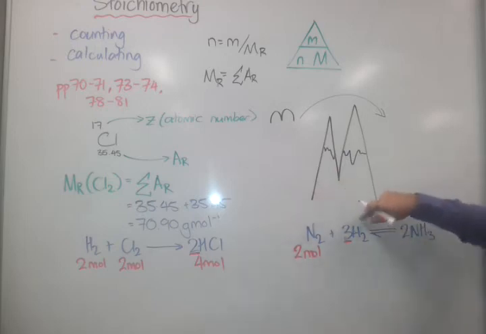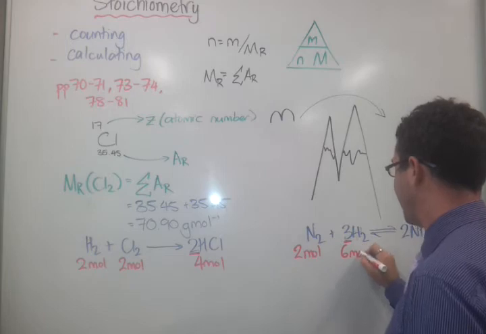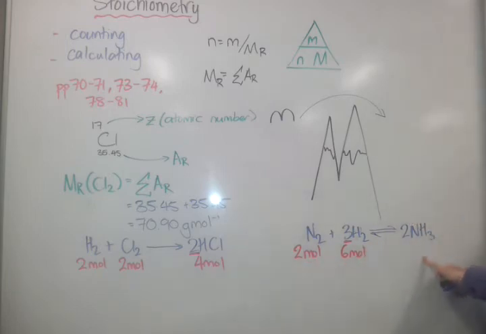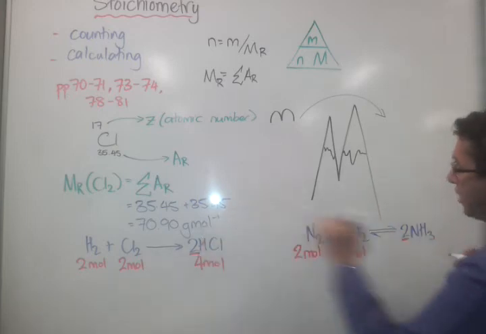So if that's 2, that's 6. And actually, you'd expect it to be 8, wouldn't you? But it's not. 2 moles of that plus 6 moles of that makes 4 moles of that. Again, it's because of the 2 in front. See how that's 4 moles? And that's 4 moles. That had a 2 in front, that had a 2 in front.